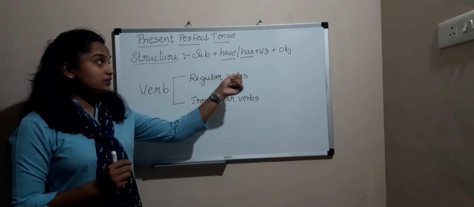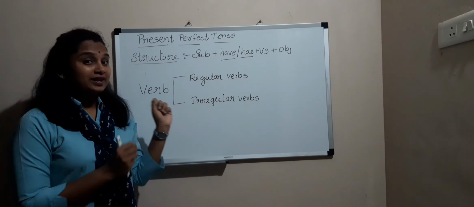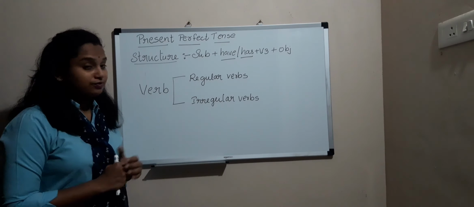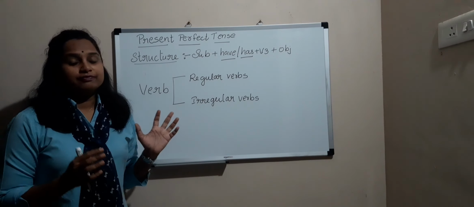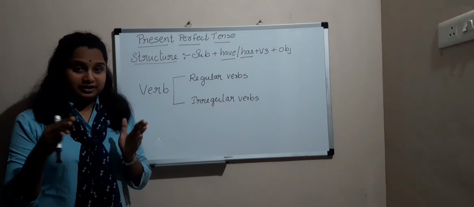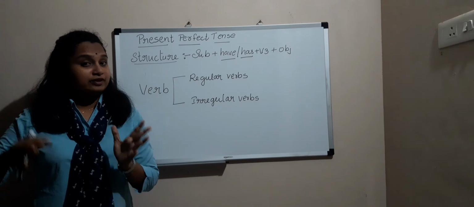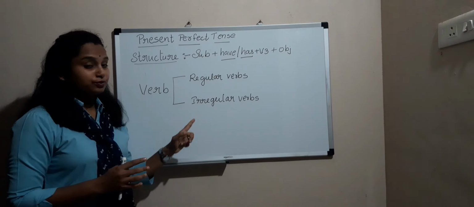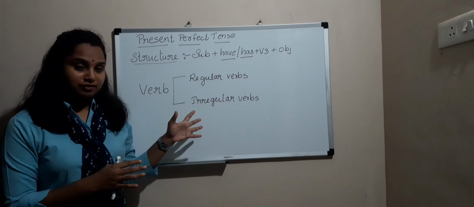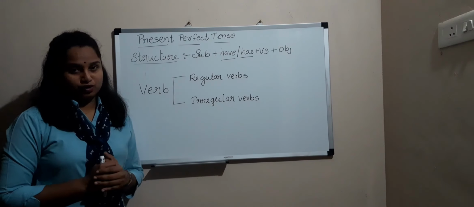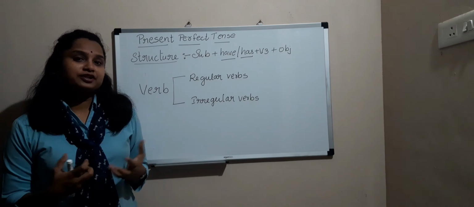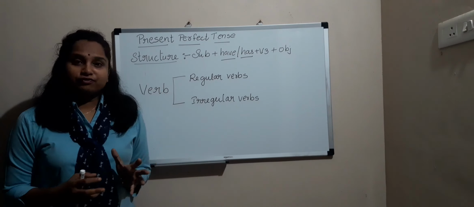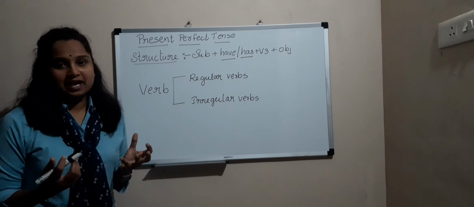Now let's learn about verb. So we use verb third form in present perfect tense. So let's learn about verb forms. There are different types of verbs. We will learn separately. But here I'm going to talk about two types of verbs: regular verbs and irregular verbs. So what are regular verbs? What are irregular verbs?